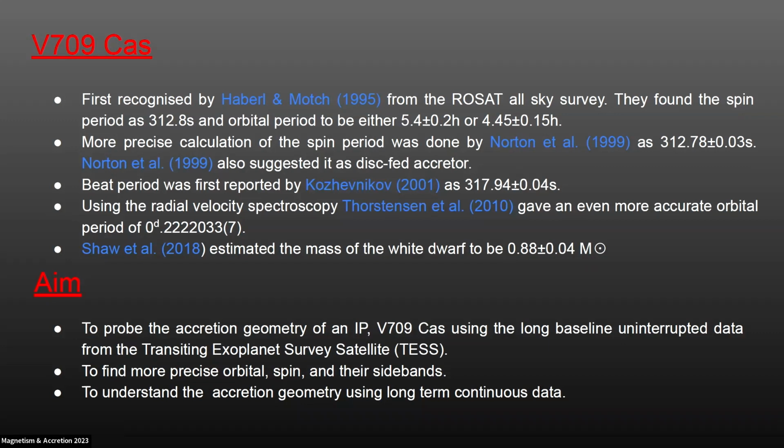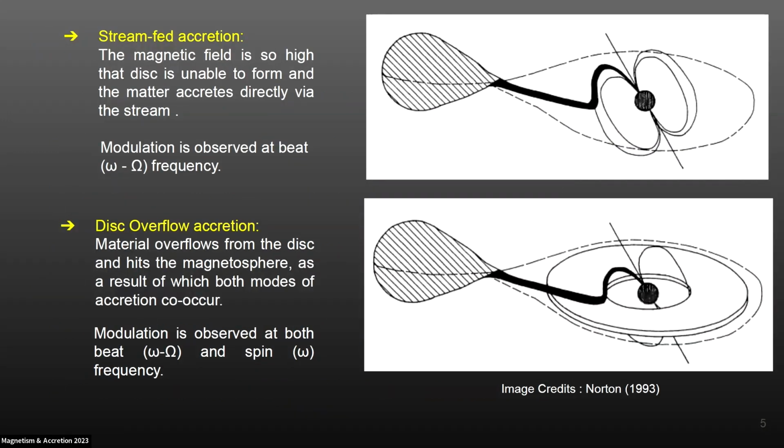The next accretion mechanism is the stream fed accretion. Now in stream fed accretion, what happens is that the magnetic field is so high that the disk is unable to form and the matter is accreted directly via the stream. Now this can be identified if modulation is observed at the beat frequency. By beat frequency, I mean it is basically the spin minus orbital frequency.